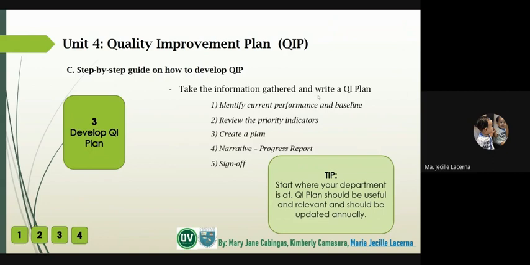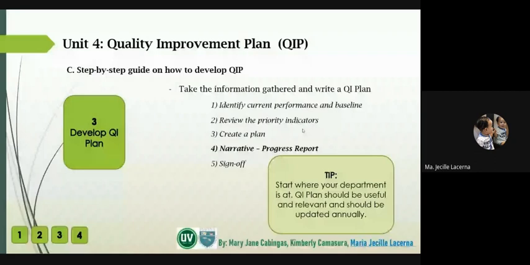So, a tip on this step is to start where your department is at. We don't need to have a very massive plan. Maybe for some of us, we need to start with, let's say, the barangay setting, with the purok and barangay, and then on to a town. So let's start on a smaller group for the plan. The QI plan should be useful and relevant and should be updated annually. So let's dig in more on the narrative.